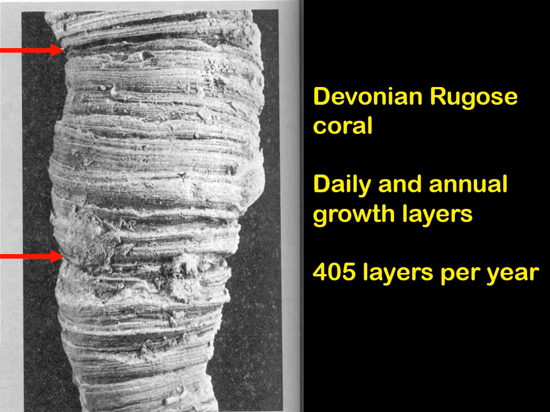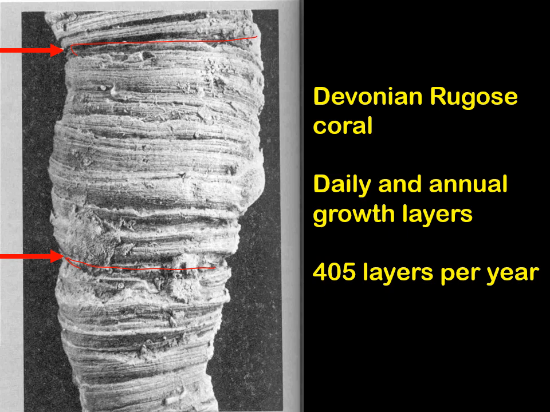Well, in this case, and this is common for an average for Devonian corals, rugose corals, in between our growth bands, if you count all those layers, you get 405 layers per year. Now, if those are daily, that means the Devonian period, on average, had 405 days per year. Now, what does that mean? Because right now we have 365 days per year. Now remember, a year is one trip around the sun.